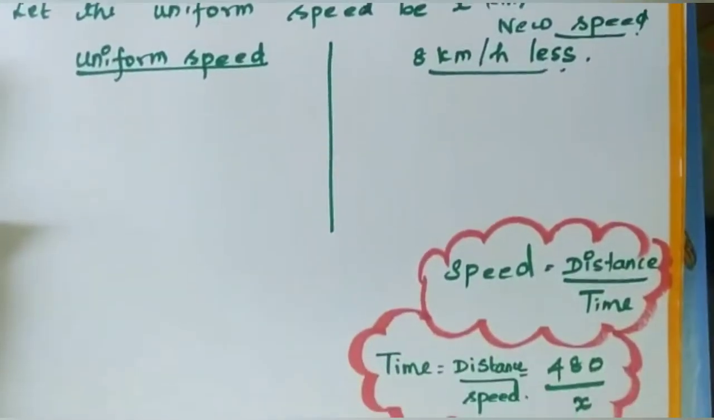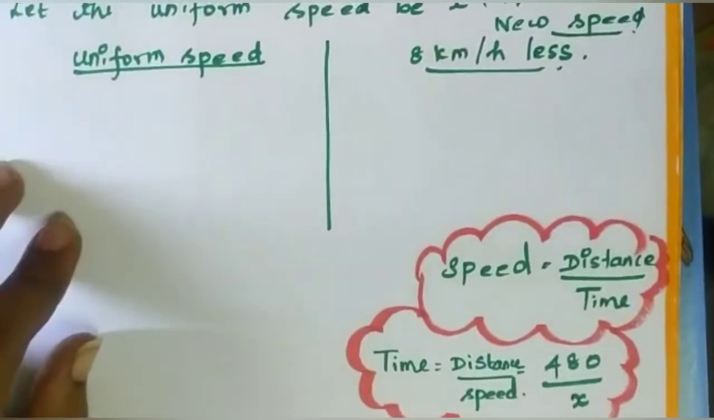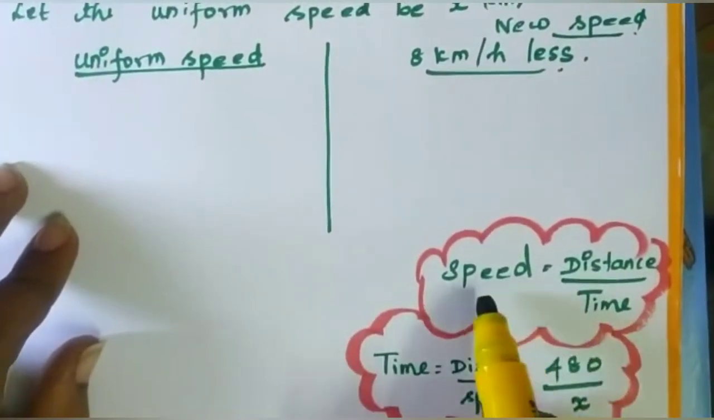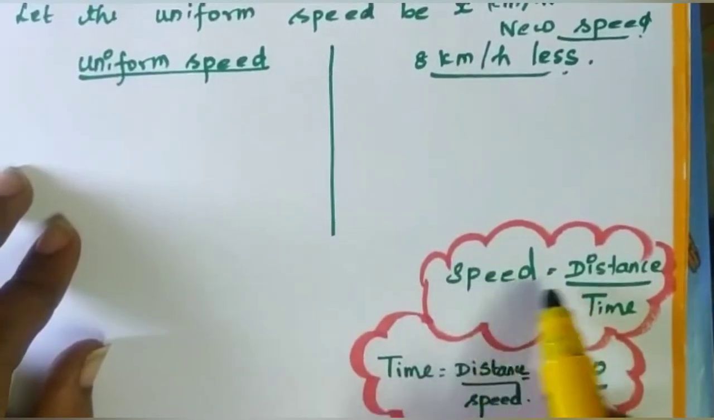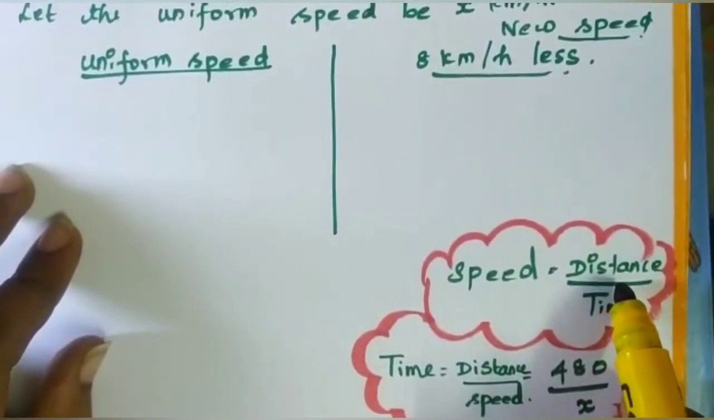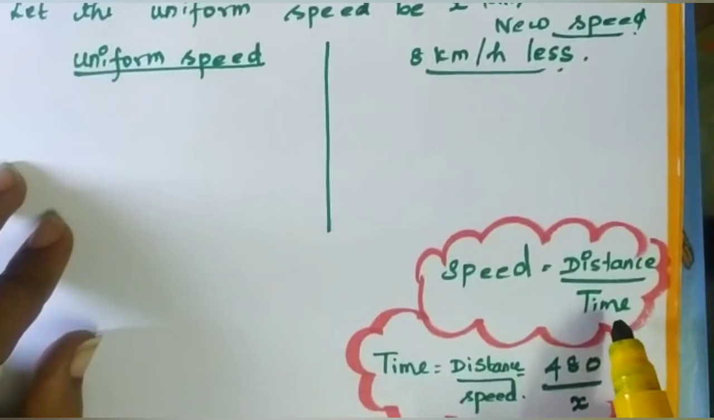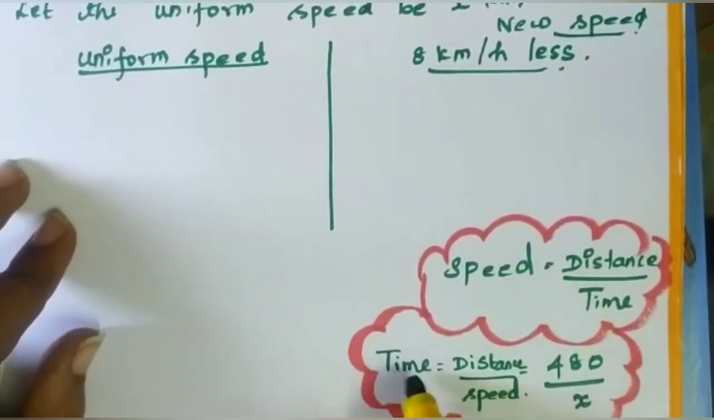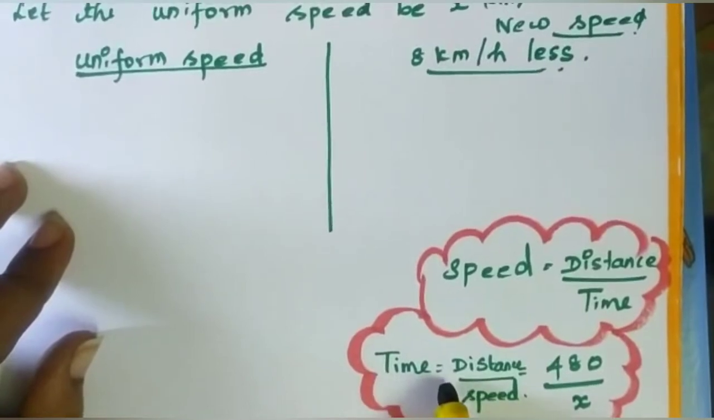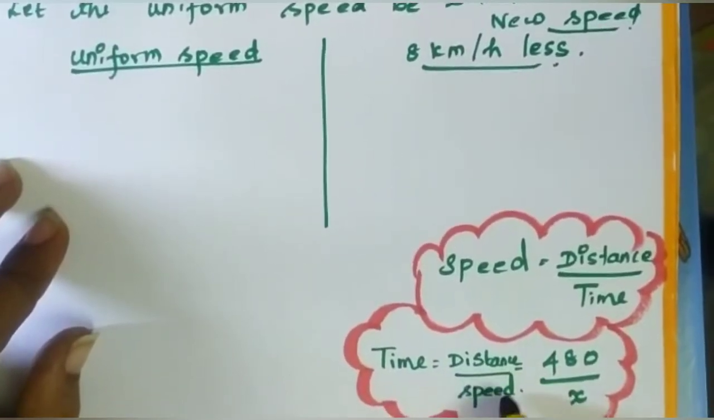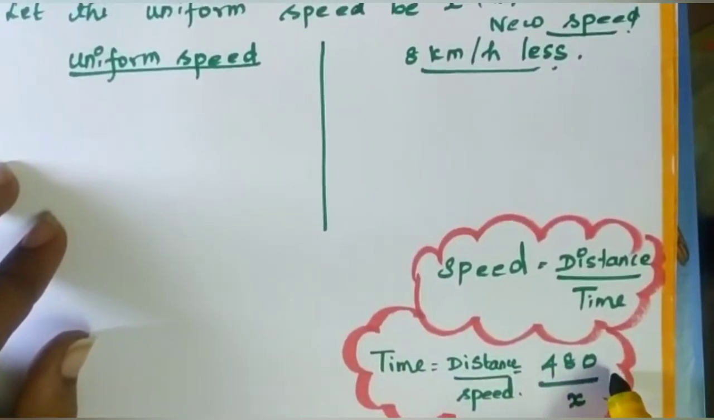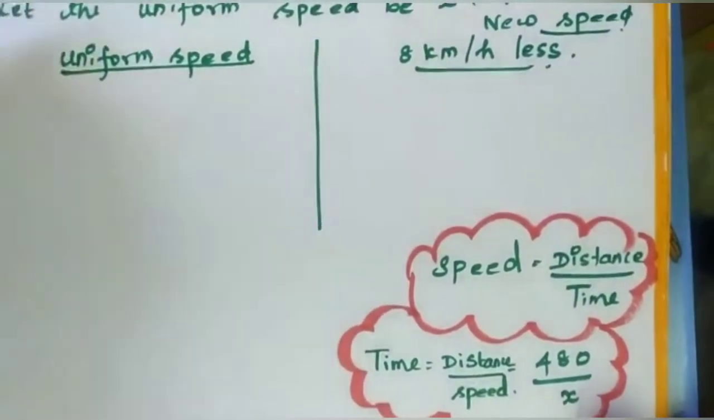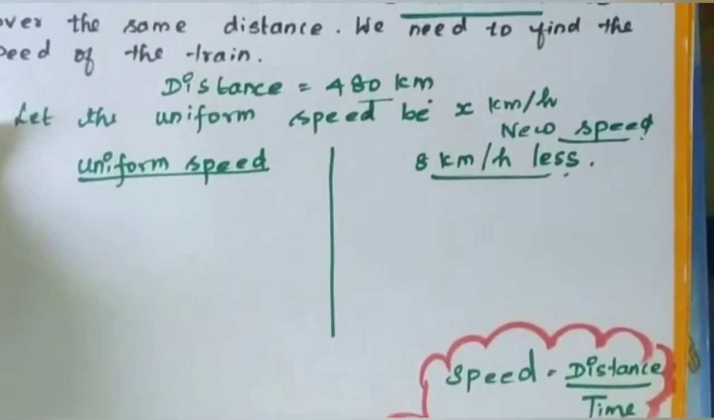So we all know the speed formula, that is speed is equal to distance by time. We know the speed, that is x, and the distance is 480. We have to find the time. So I'm going to shift this to time and the speed. So time is equal to distance by speed. The distance is 480 divided by x.